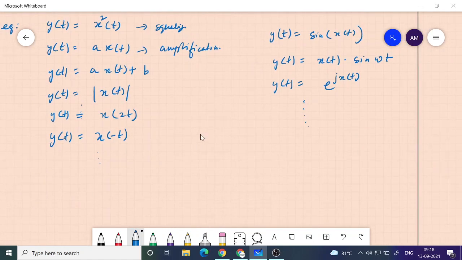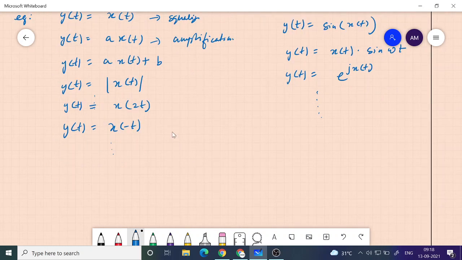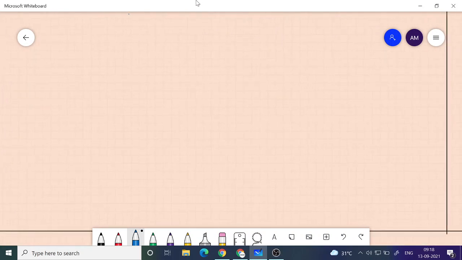So basically, what does it do? There you can represent a system with an input-output relationship. So output depends on the input, but the input is going under some kind of transformation. Okay, so that transformation defines your system. All right.